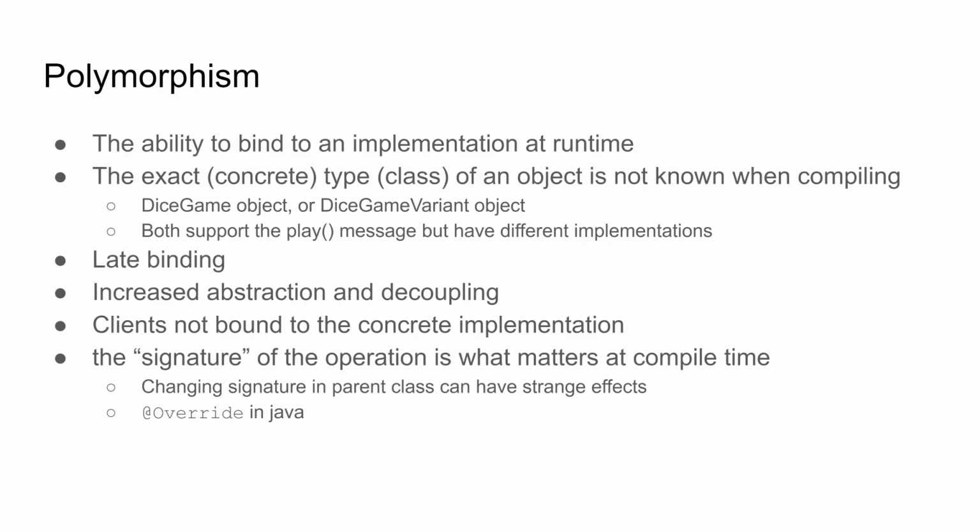So when we compile the program, the player class does not really know about this special type of dice game. But when we run the program, the method called play should go into the subclass of dice game and not end up in the parent class. So when we run things, we need to bind to the correct method. And this is what polymorphism offers. So the exact concrete type of class of an object is not known when we compile.